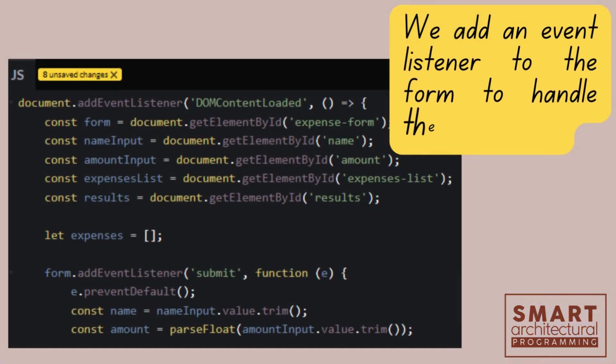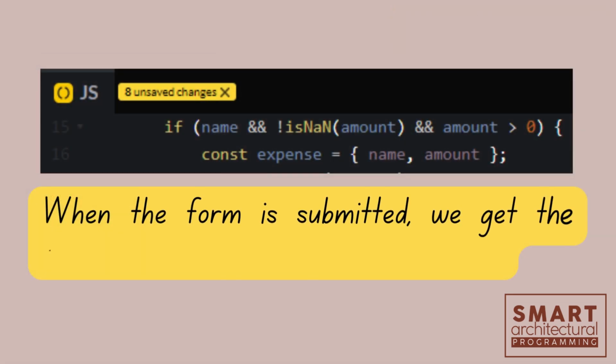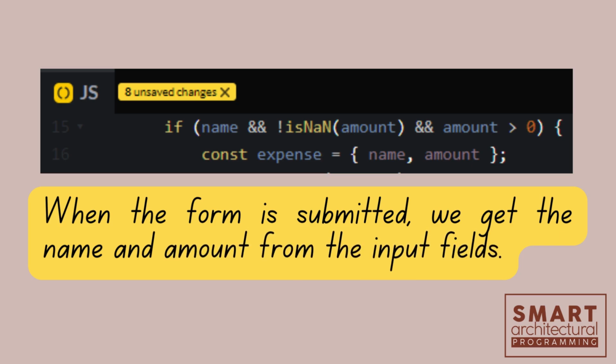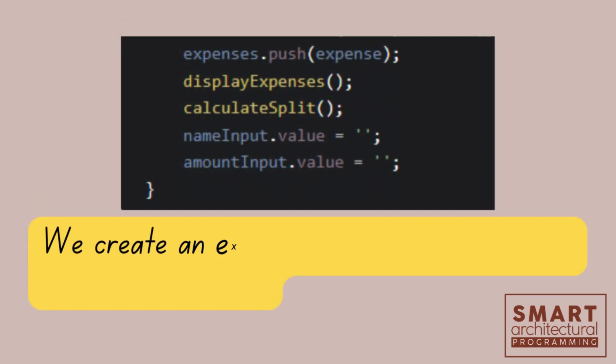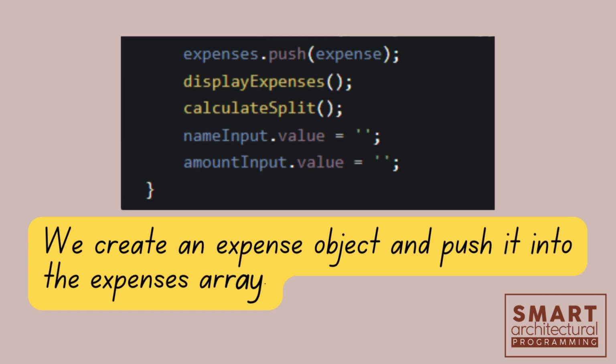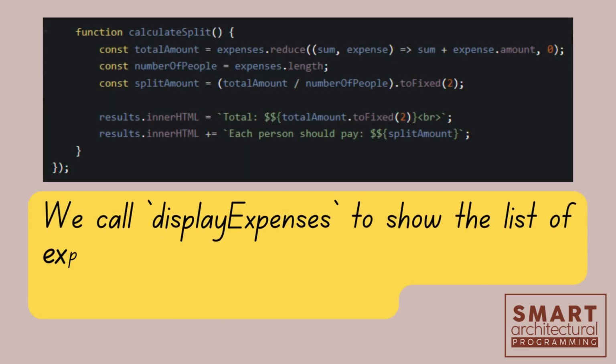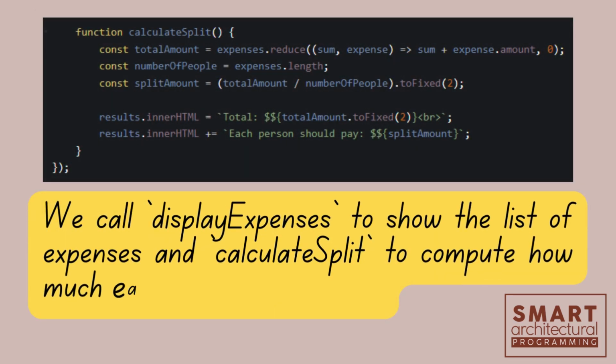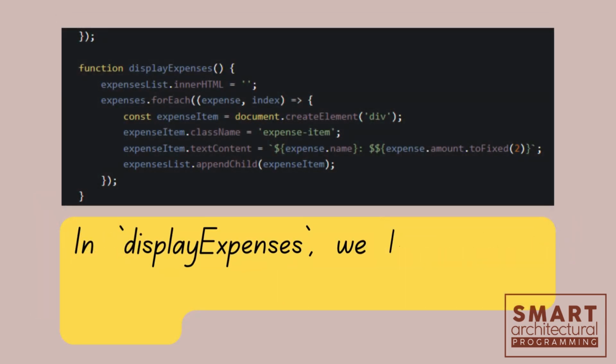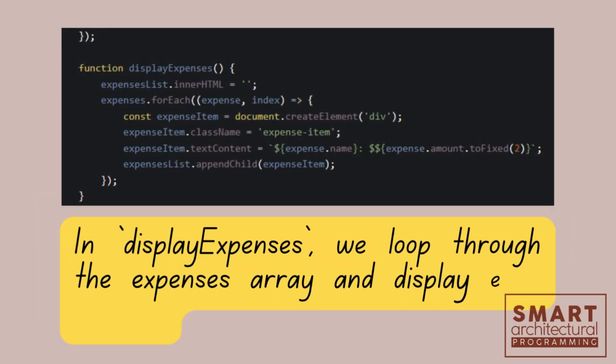1. We add an event listener to the form to handle the submission. 2. When the form is submitted, we get the name and amount from the input fields. 3. We create an expense object and push it into the expenses array. 4. We call displayExpenses to show the list of expenses and calculateSplit to compute how much each person should pay. 5. In displayExpenses, we loop through the expenses array and display each expense.